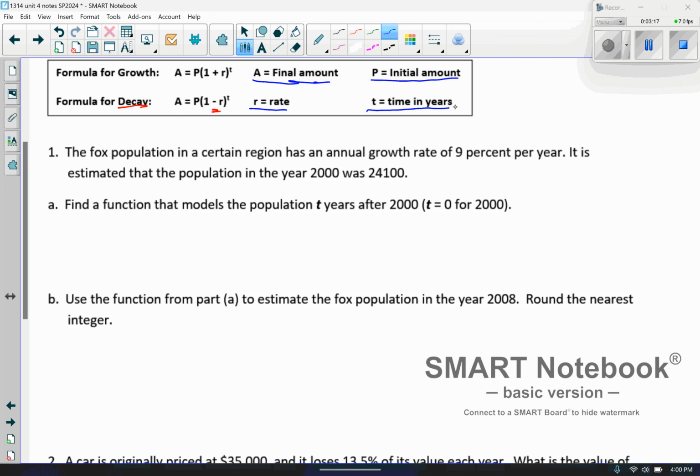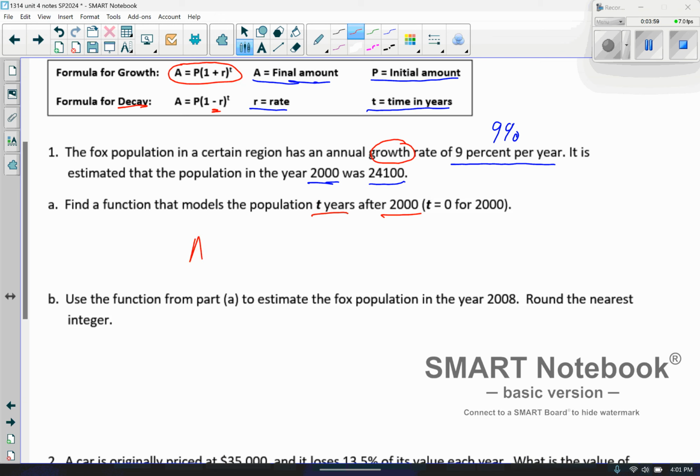Right here it says the fox population in a certain region has an annual growth rate of 9% per year. It is estimated that the population in the year 2000 was 24,100. The first thing they ask us to do is come up with a function to model this: find a function that models the population t years after the year 2000. This is going to be a growth formula because the population is growing, right? The growth rate. And so we're going to use this formula right here.